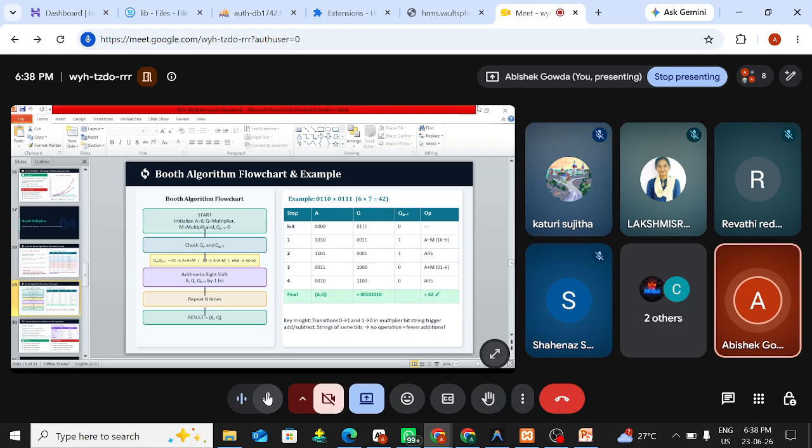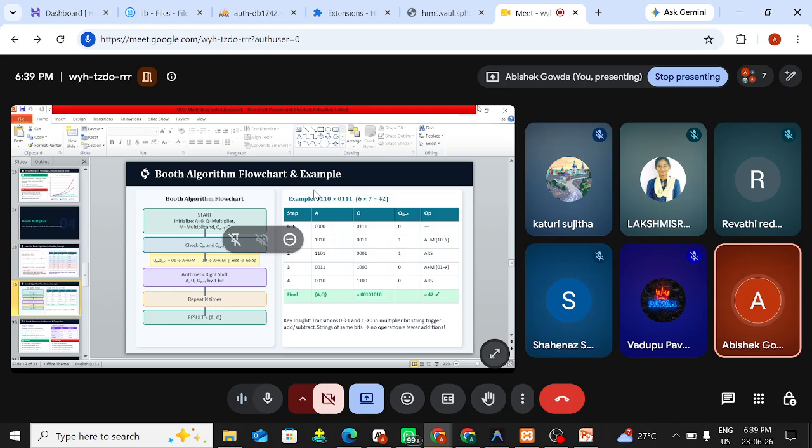Yesterday we were discussing something about the Booth algorithm, right? How the Booth multiplier is going to work. We were discussing that topic in the previous class, but because of some technical issue, I lost my connection and didn't see that my screen was not sharing. So we will continue from the previous class.